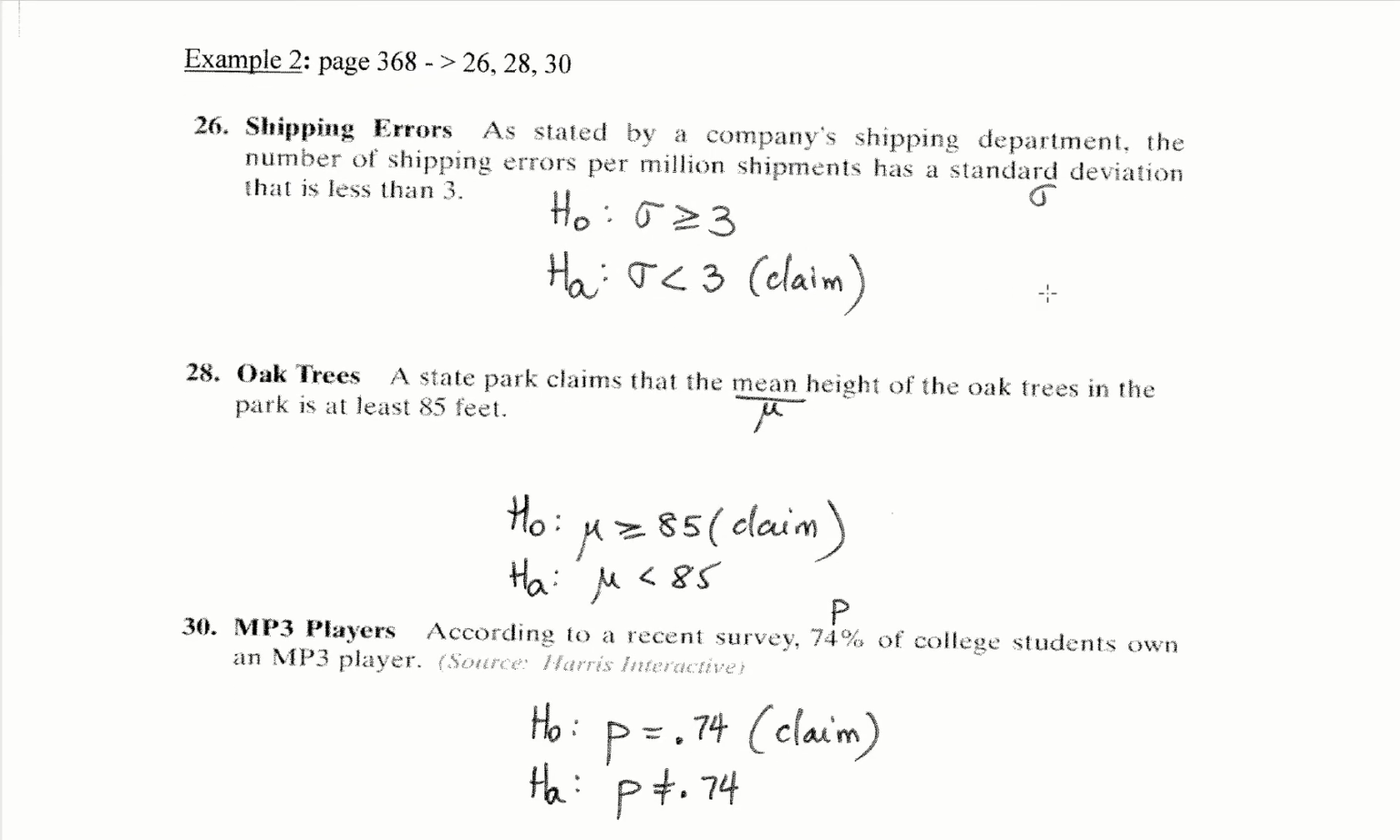Let's get some more practice setting up the null and alternative hypothesis. Suppose that we are told that, as stated by a company's shipping department, the number of shipping errors per million shipments has a standard deviation that is less than 3. So they're making the claim that the standard deviation sigma is less than 3. Because it's of the form less than, that's going to make that the alternative hypothesis, which is the claim in this case. The complement of less than would be greater than or equal to, so the null would be that the standard deviation is greater than or equal to 3.